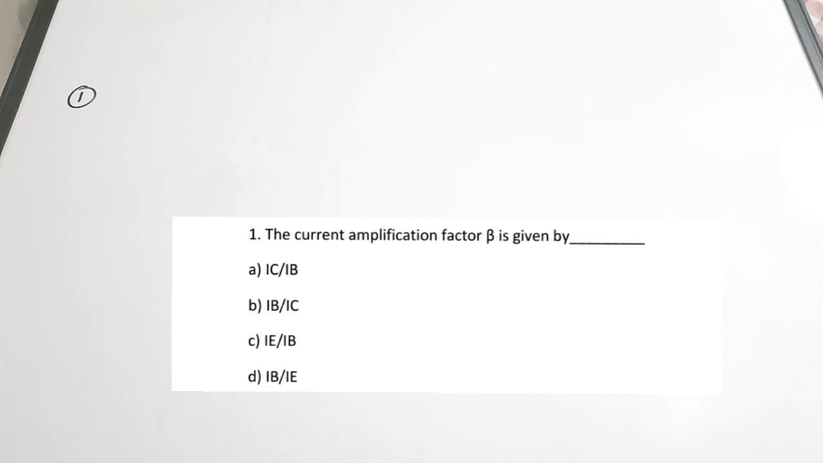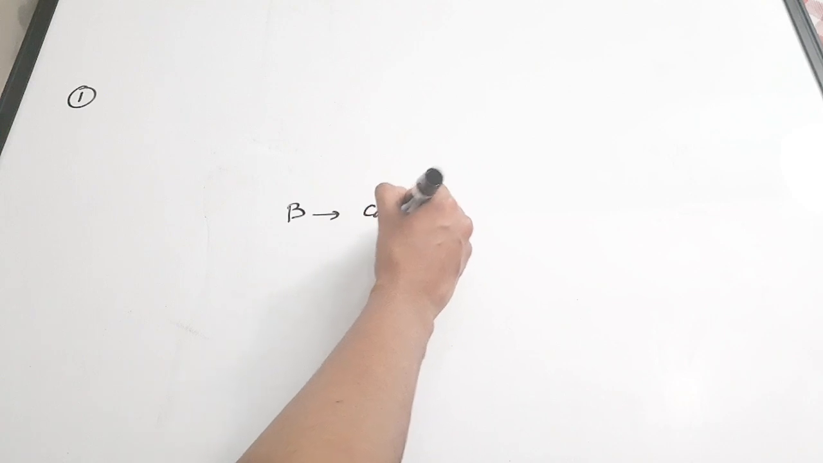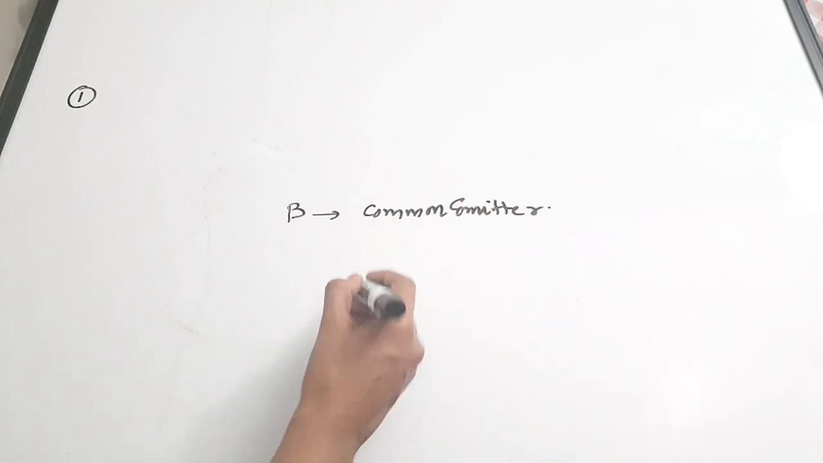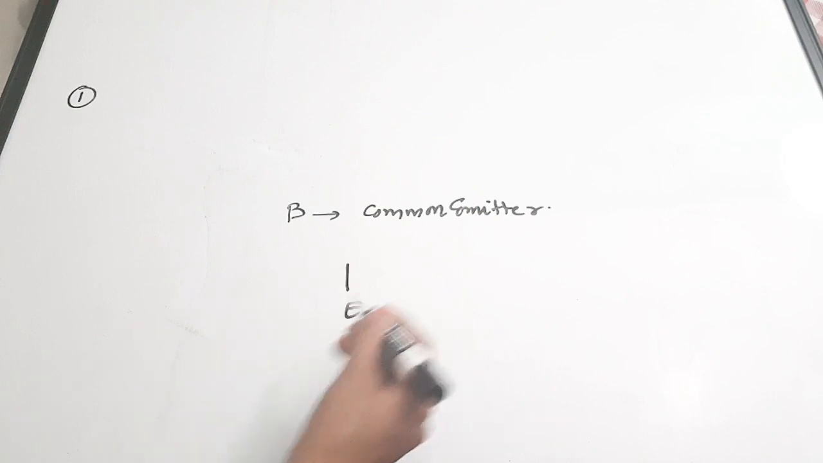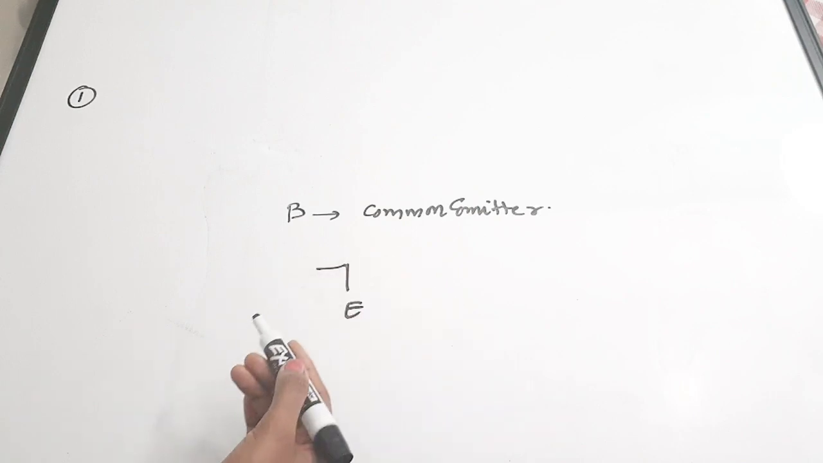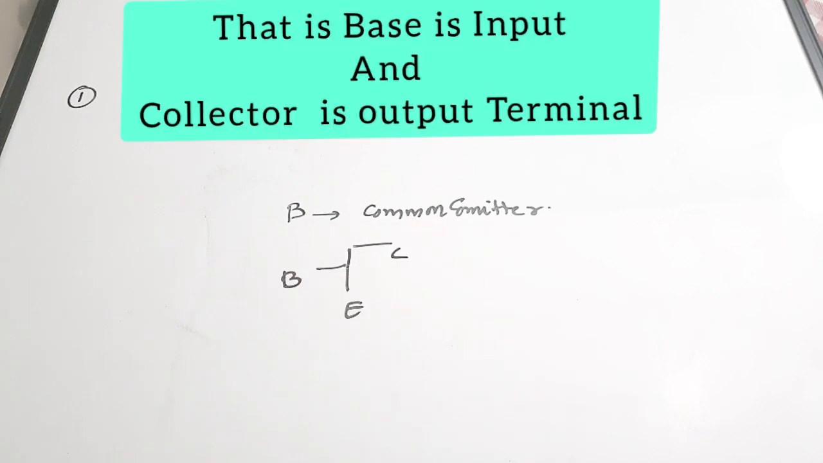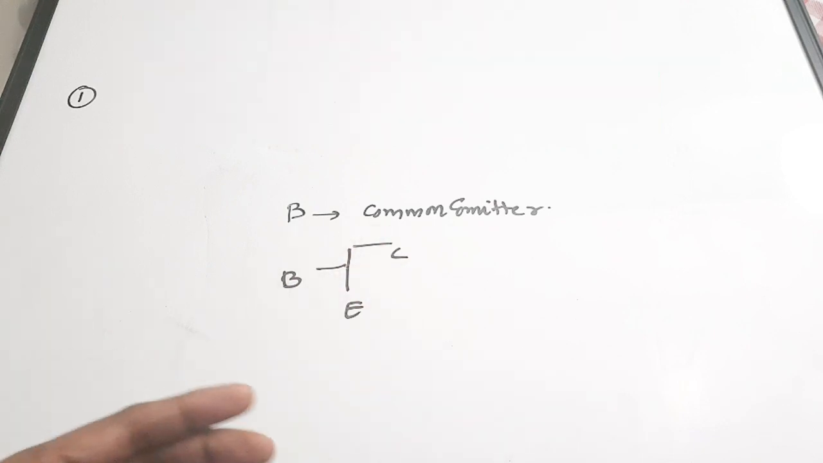A, IC by IB, B, IB by IC, C, IE by IB, D, IB by IE. So what is current amplification factor beta? Beta is the common emitter current amplification factor. So the emitter will be common. The input is applied to the base. The output we are going to take from the collector. Current amplification factor means how much the current is getting amplified.